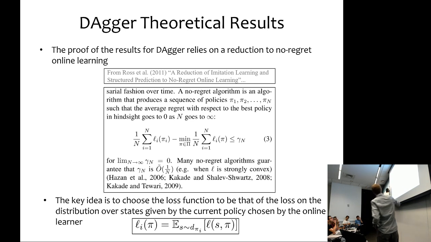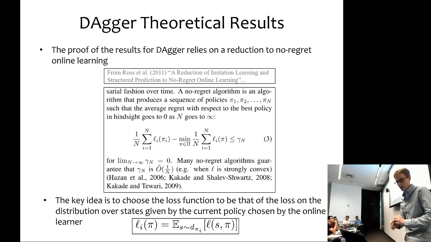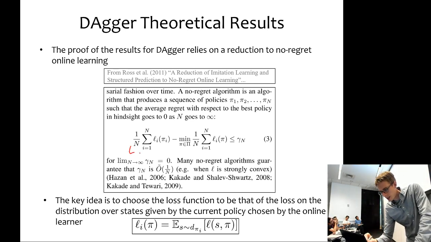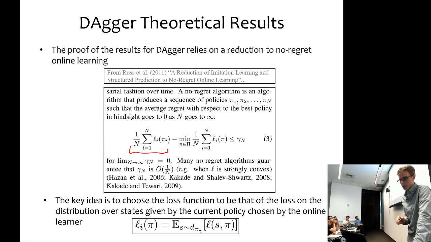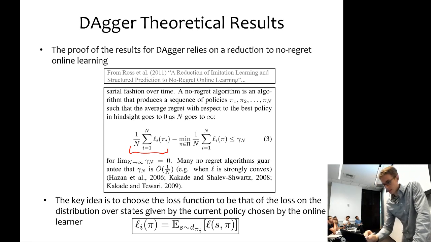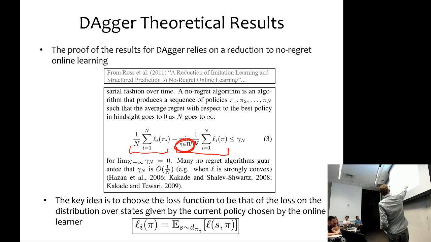What it's saying is that the difference between the actual average loss and the expected loss of our model, so long as we are following the actual distribution induced on that search space by our model, we get that no-regret online learning guarantee.